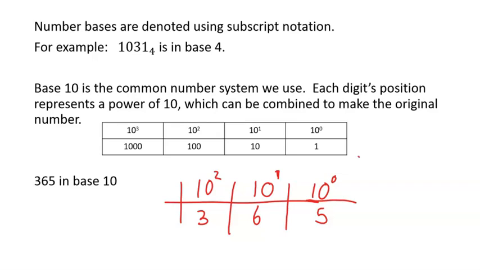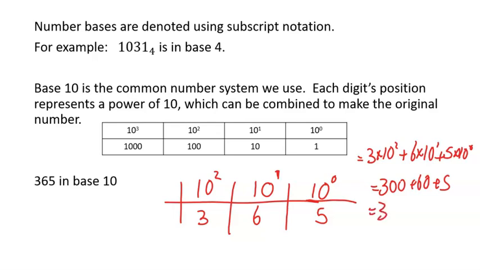And it's telling me I'm using a combination of each of these. What it's essentially telling me I'm doing is that I'm taking 3 of the 10 squareds, adding on 6 of the 10 to the power of 1s, and adding on 5 of the 10 to the power of 0s. So what I've essentially got here is 300 plus 60 plus 5, so the number 365. So I'm using powers of 10 to represent that number. That is the basis of the common number system we use every single day. Now we're able to convert between number systems using a set of steps which I'm going to demonstrate to you now.